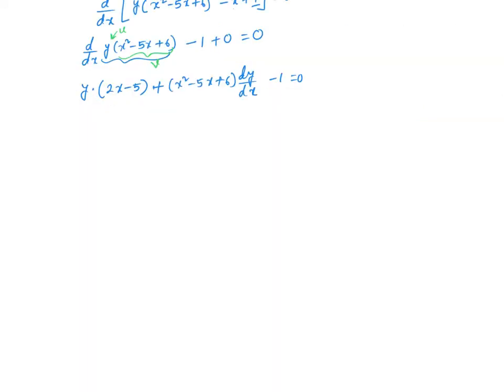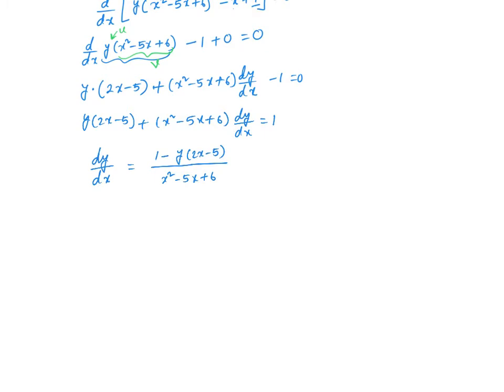Now let me go ahead and simplify it further. It's going to be y times (2x minus 5) plus (x squared minus 5x plus 6) times dy over dx is equal to 1. Now I'm going to simplify it further, and if we simplify it, we get the following. In going from here to here, all I have done is move this term to the right. So that gives me 1 minus y times (2x minus 5), and then divide both sides by x squared minus 5x plus 6. So that's what I get.